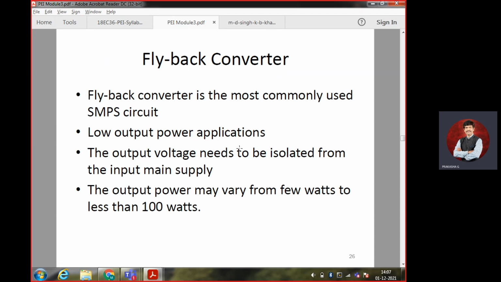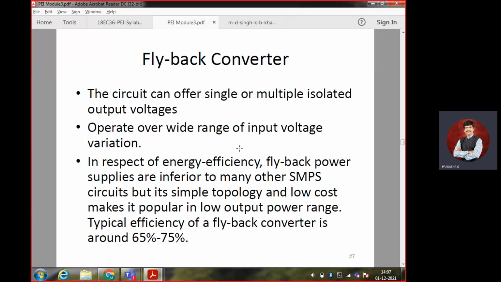The output voltage needs to be isolated from the input main supply. This is where your concentration needs to be. It should be separated, not dependent on the input power supply. For that purpose, we are going to use the flyback. Output power may vary from very low watts to 100 watts. The circuit can offer single or multiple isolated output voltages and operate over a wide range of input voltage variations. Any variations in input voltage, it can work.